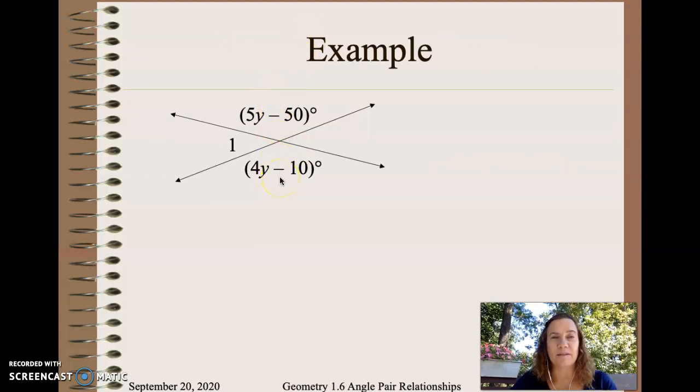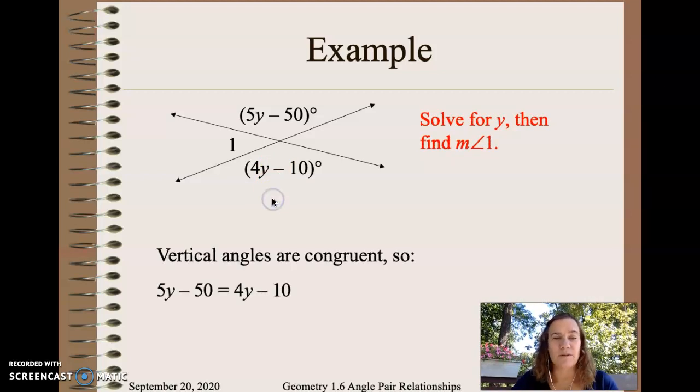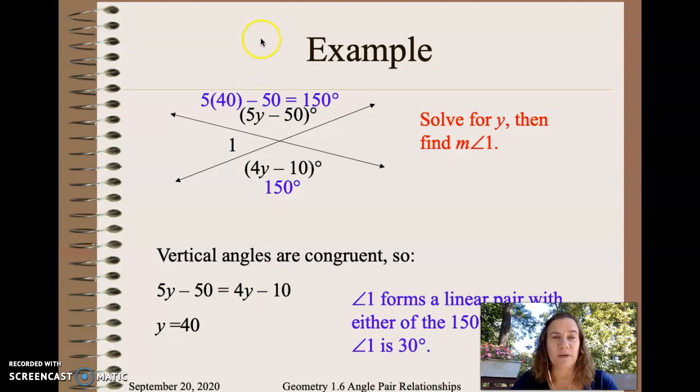Okay, what do we know about this? Well, first of all, we know that the 5y minus 50 and the 4y minus 10 are vertical angles. What do we know about vertical angles? We know they're congruent, so let's set them equal to each other and solve for y. Solving for y, we can solve for the vertical angles. Now, angle 1 and this vertical angle we just solved for are a linear pair, so they need to equal 180. Angle 1 is 30 degrees.